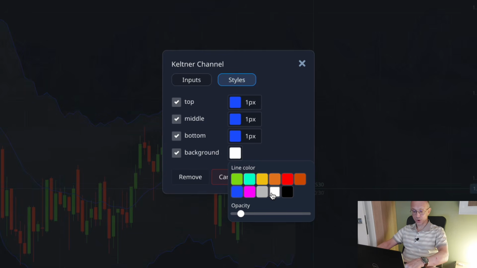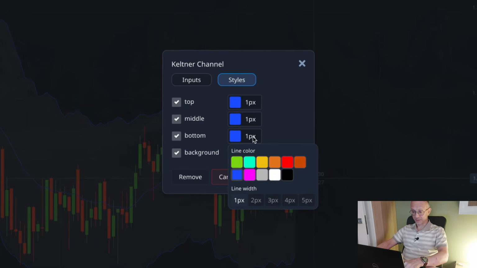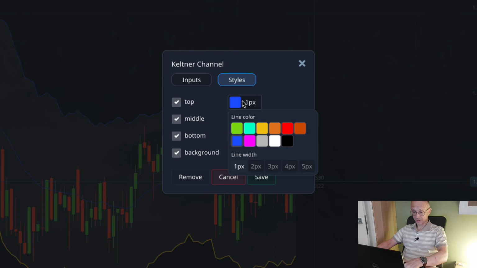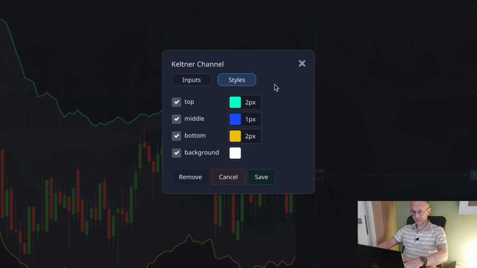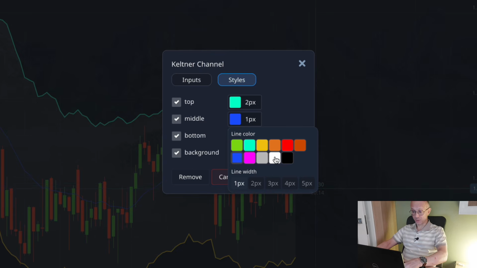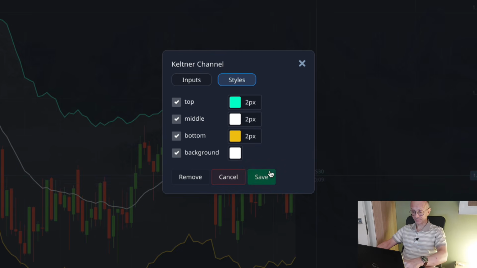Set background to white. Let's set bottom to yellow with a width of 2. And let's set the top line to turquoise, width 2. Set the middle line to white with a width of 2 and save.